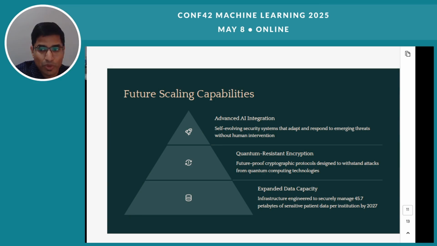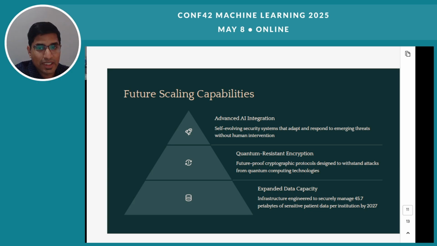So the first point on that is advanced AI integration. Architecting a security system that self-evolves without human intervention by integrating AI models is the gold standard. And that way we can make sure that we are going hand in hand or one step ahead even before the threats are generated. The second is quantum-resistant encryption. So future-proof security by adopting cryptographic protocols designed to withstand attacks from quantum computing and ensuring long-term resiliency.